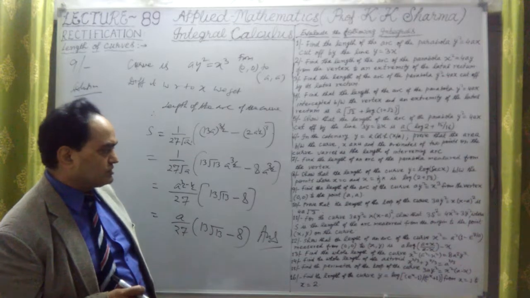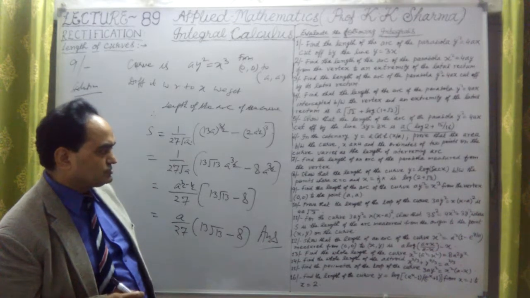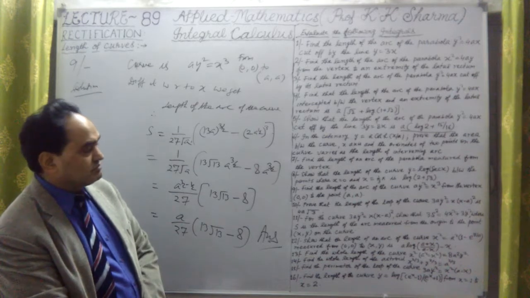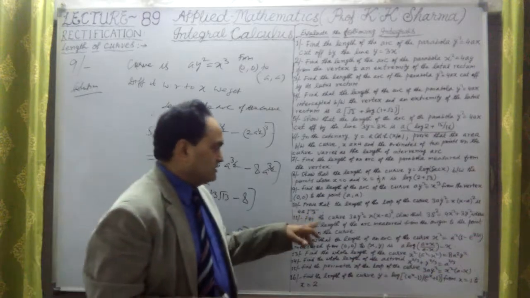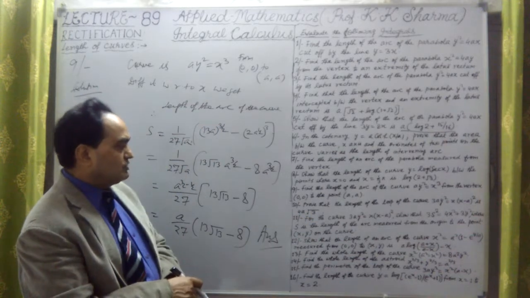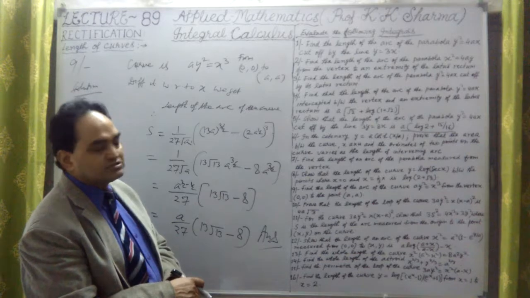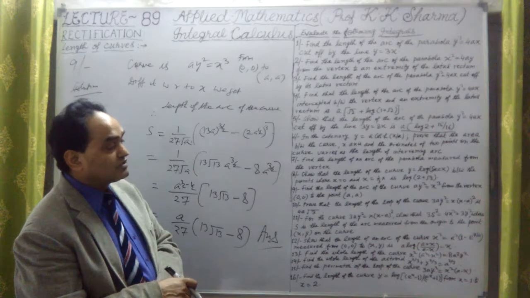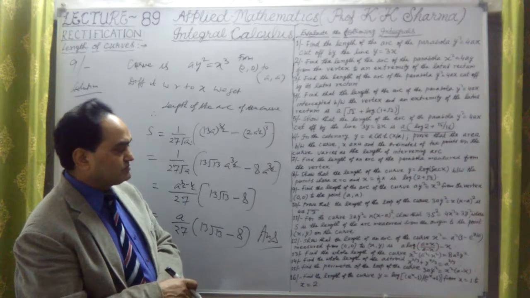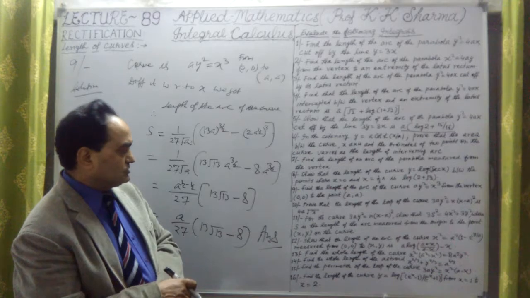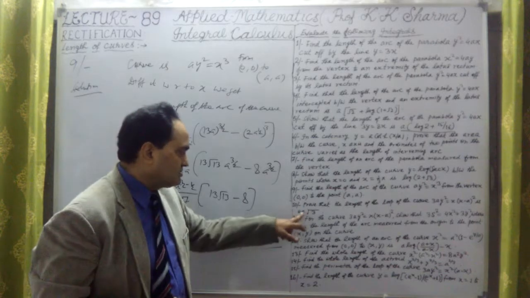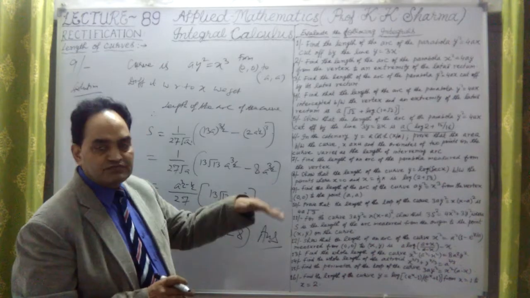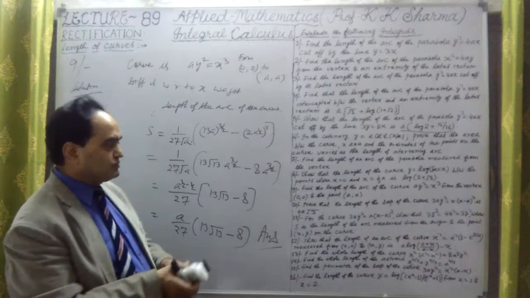Question number 10. Prove that the length of the loop of the curve 3a y square is equal to x into x minus a whole square is 4a root 3. So we have to find the length of the loop of the curve. First, that curve is symmetric to the x-axis because y is in even power. So this length we have to find out, and we take twice of that loop length.